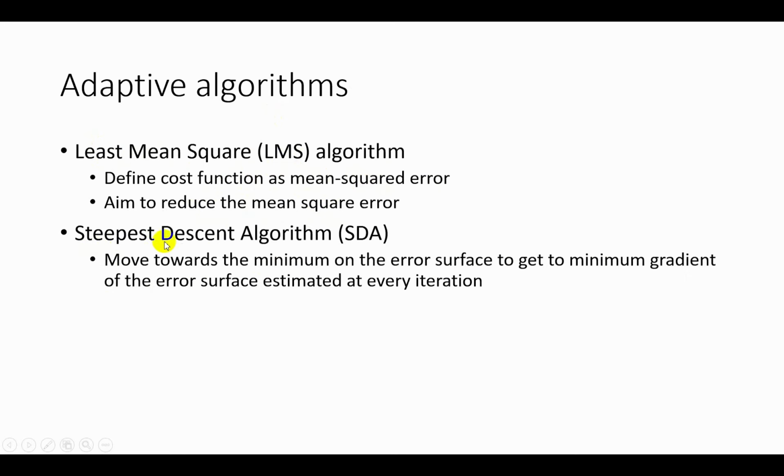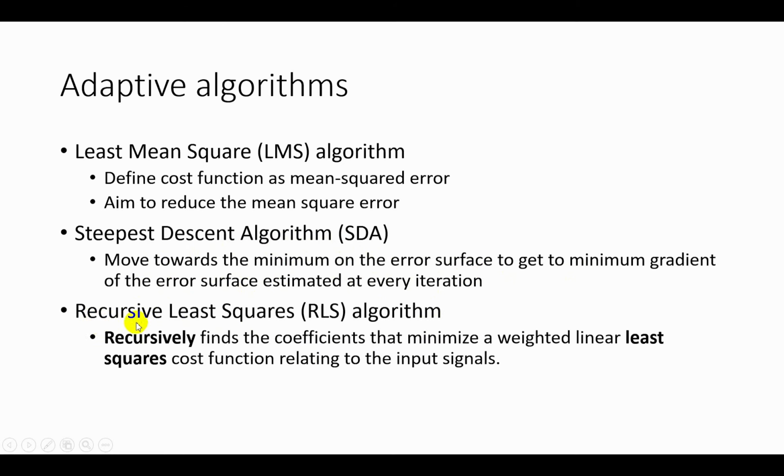The next one is the steepest descent algorithm. Here it moves towards the minimum of the error surface, with the gradient of the error surface estimated at every iteration. So here the cost function is to get a minimum gradient descent. The next one is the recursive least squares algorithm. Here it will recursively find the coefficients that minimize a weighted linear least squares cost function relating to the input signals. So here the cost function is a weighted linear least squares.